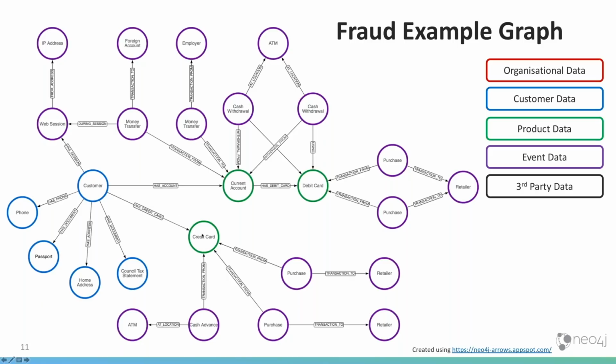Then in green, we have some information about the products that our customer has. So here, for example, this customer might have a current account. They might have a credit card through their bank. That current account has a debit card. And then all the rest of the data that we have round about here is event data, which is not surprising, right? Fraud investigations, fraud detection is usually driven by suspicious events that happen around an account.